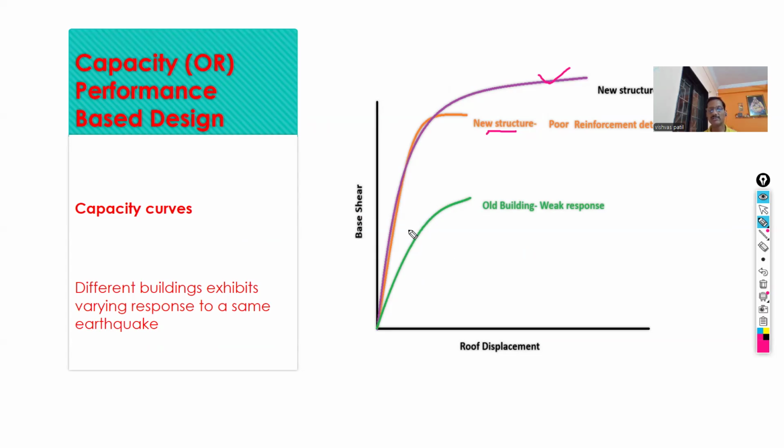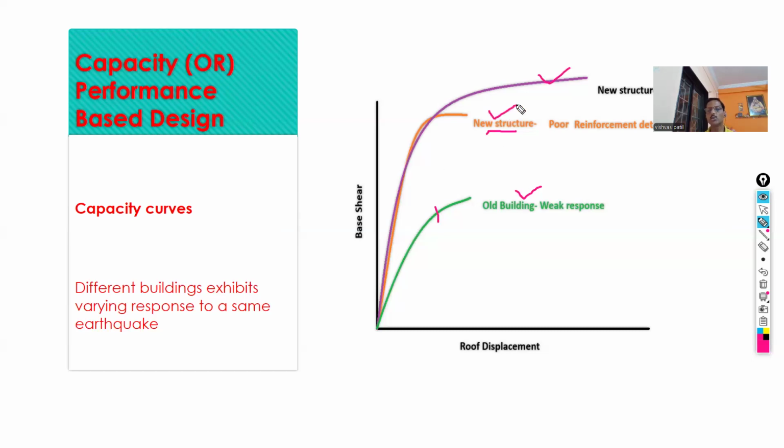So we can easily differentiate the response of the structure. The first old structure shows very weak response in the elastic range. That means after yielding, the structure is immediately going to collapse. So this is called the brittle behavior or weak response. Area under the curve is also very, very less, so this dissipates very low seismic energy.